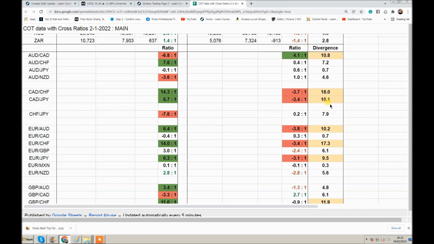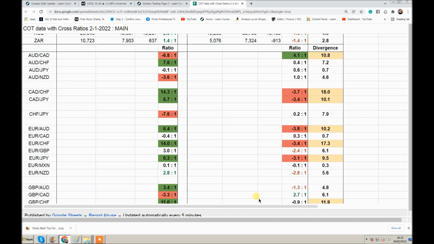Now, the one we don't have a big divergence in, or over 10, is GBP CAD at the bottom. You've got speculators 3.3 to 1 in terms of shorts over longs. Commercials at 2.7 to 1 in terms of longs over shorts. That's only 6.1, but this has turned around in a big way from speculators being long of the GBP and commercials being short of the GBP. So it's a rapid reversal, which we always like.